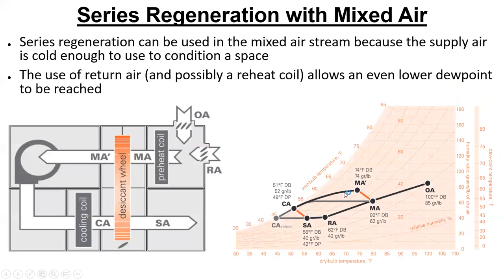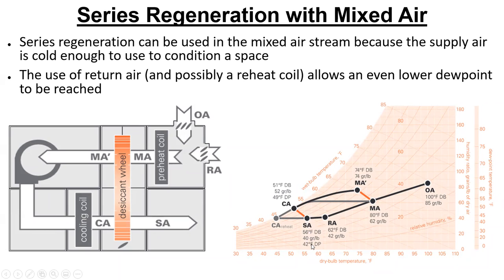Okay, once we get to that point, we go across the cooling coil down to CA, and we're showing this at 51 dry bulb and 52 grains with a 49 dew point. Then we go across the desiccant wheel and come down, and we are now at 56 dry bulb and 40 grains. So we're losing about 9 grains, and that's the condition that we're going into the space at.